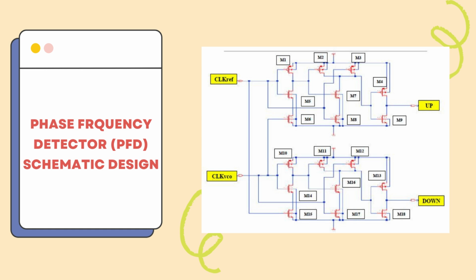Specifically, the top section of the circuit is responsible for generating the up signal, triggered by clock ref, while the bottom section handles the down signal, driven by clock VCO.